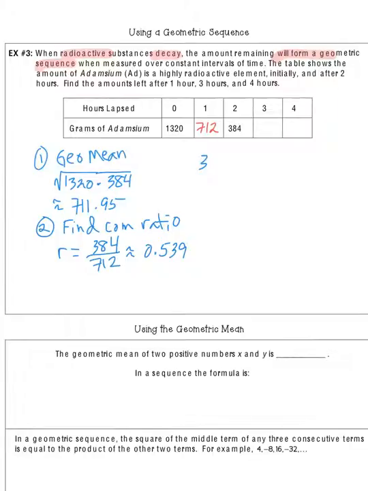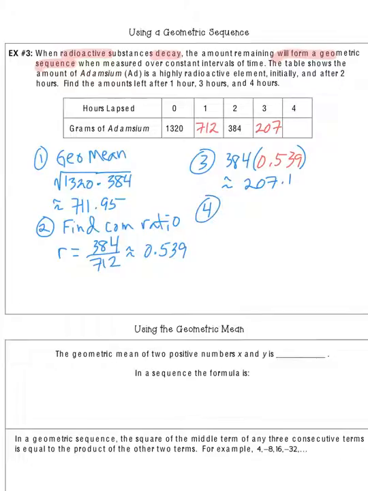And then in step 3, we just need to multiply that to the 384 to get this one, and to this one to get this one. So 384 times my common ratio of 0.539. And so I get approximately equal to 207. It's like 0.1 whatever. And so the nearest whole number is 207.